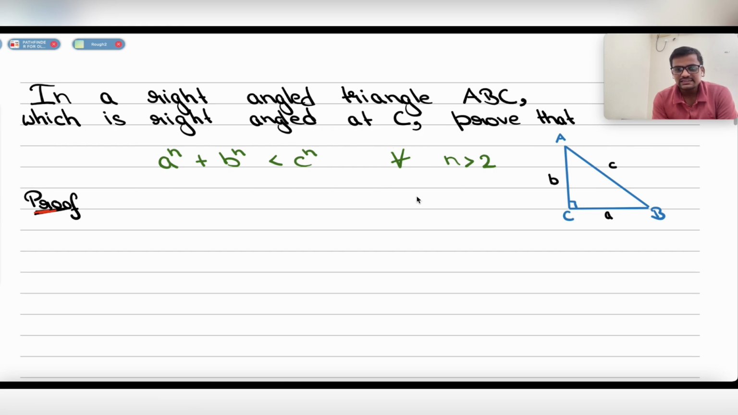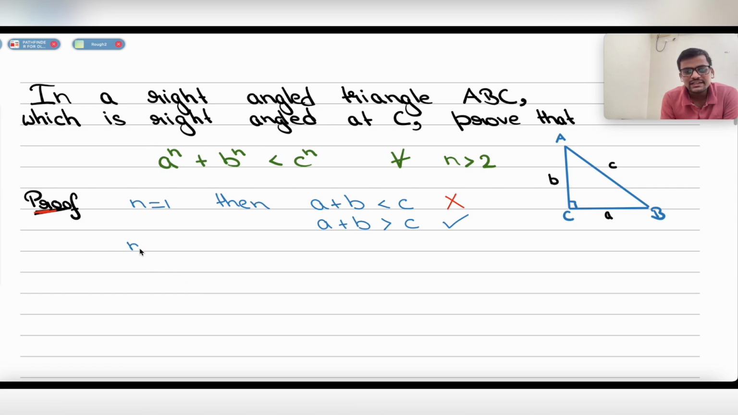Now you see that there is a condition on n, that is n is always greater than 2. So what happens if we take n equal to 1? Then this inequality becomes A plus B is less than C. But this is actually wrong. Why? Because we already learned a property of a triangle that the sum of two sides of a triangle is always greater than the third side. So A and B are the two side lengths, so this sum will be greater than the third side length.